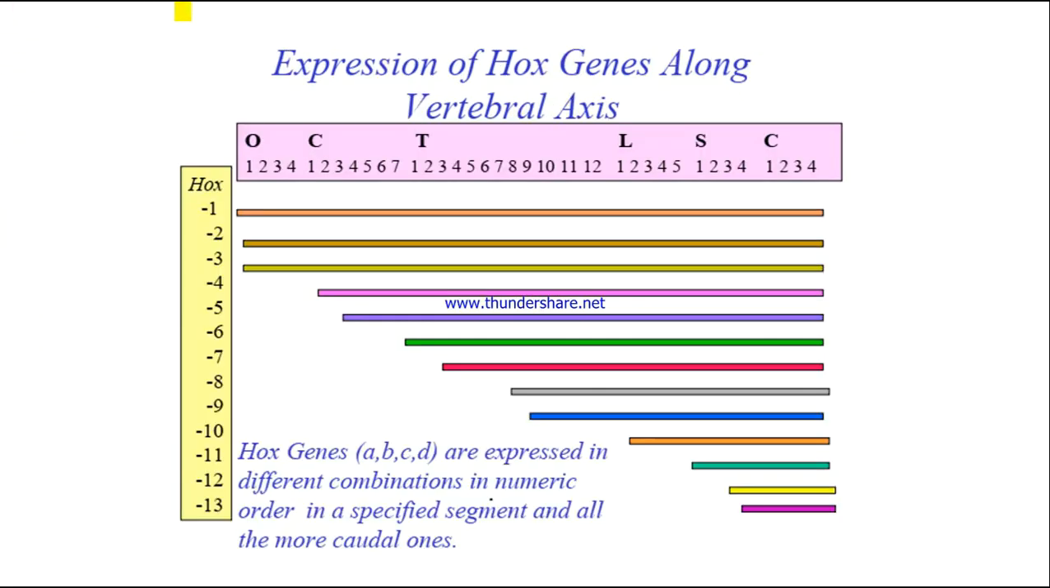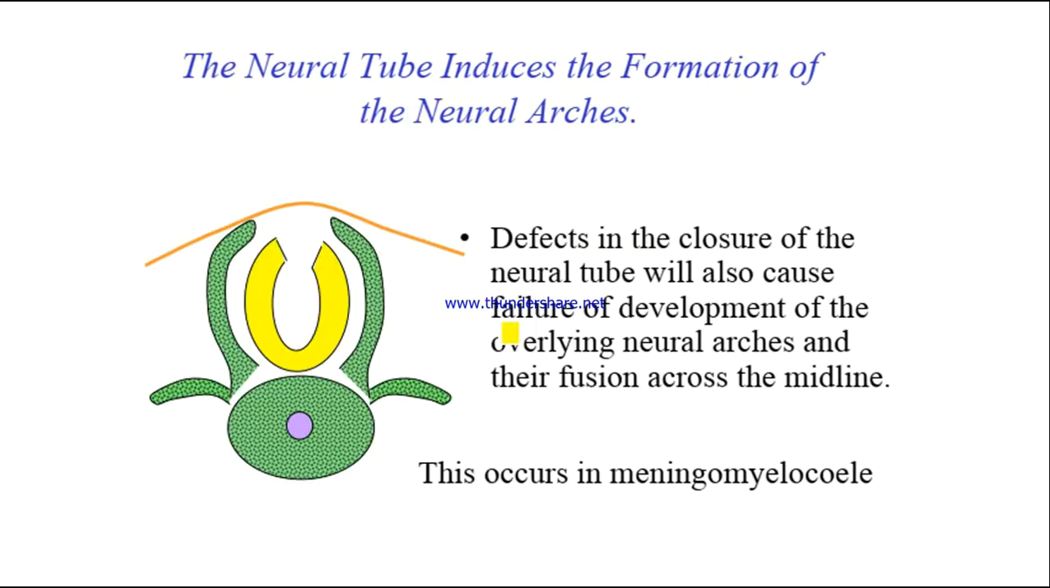So, expression of the Hox genes along the vertebral axis, just to have a basic understanding of this. The Hox genes A, B, C, D are expressed in different combinations, in numeric order, in a specified segment, and all the more caudal ones. So in essence, we have the expression of these genes, which are activated in sequential order, in order for the limb buds and various other structures to form.